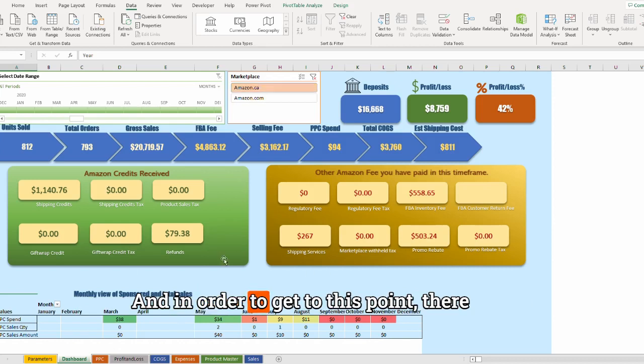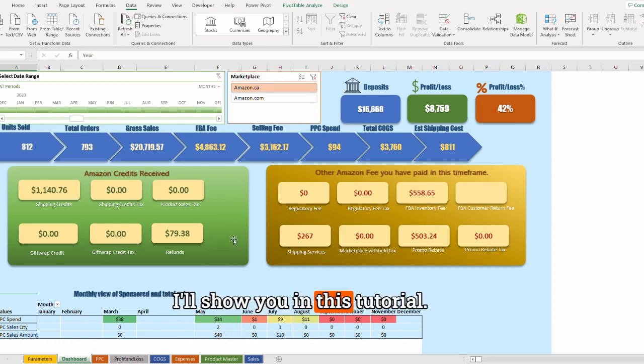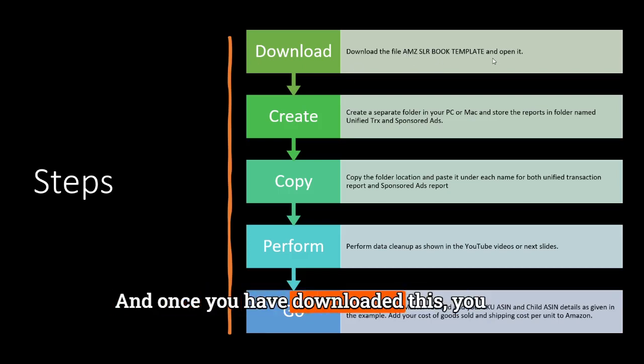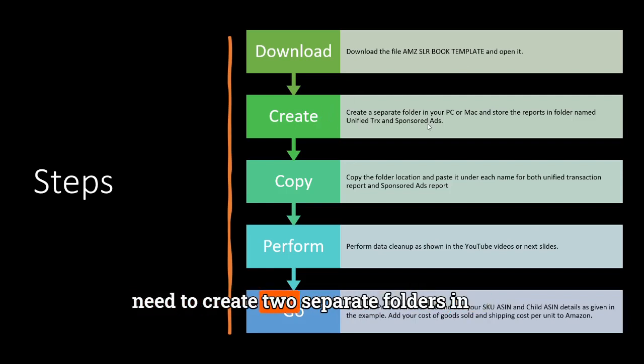And in order to get to this point, there are certain steps that you need to follow, and those steps are not very extensive. They're very simple steps. I'll show you in this tutorial. The steps involved here is first download the template named AMZ Seller Book template. And once you have downloaded this, you need to create two separate folders in your PC or Mac, whatever you're using. And you can give a name as either unified transaction or anything that you feel best.